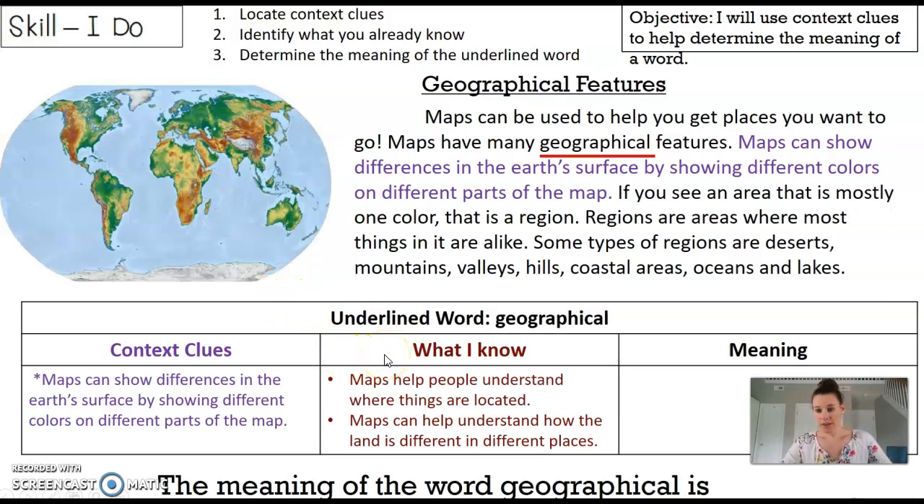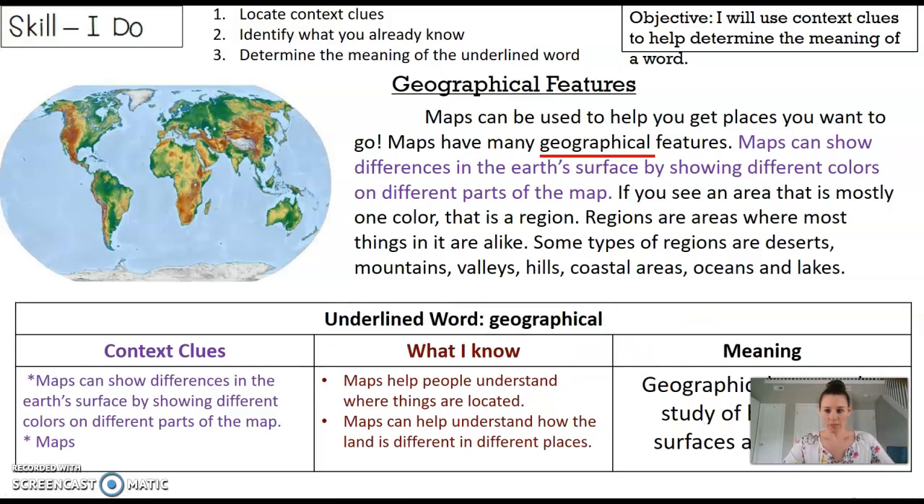I know, because we've had our unit on maps, that maps help people understand where things are located. And I also know that maps can help understand how land is different in different places. So now we're going to put our two boxes together, our context clues box and the what I know box together. And we're going to use both of those boxes to come up with our meaning. So let me go ahead and go to our next slide. I'll move my video up.